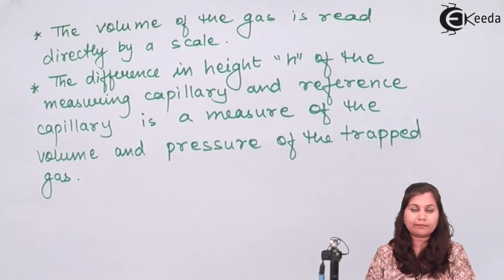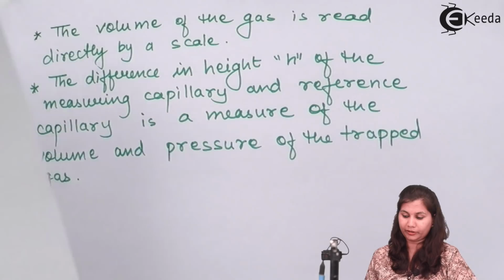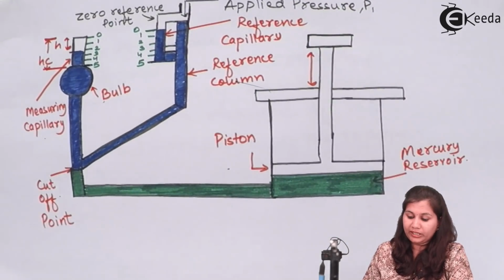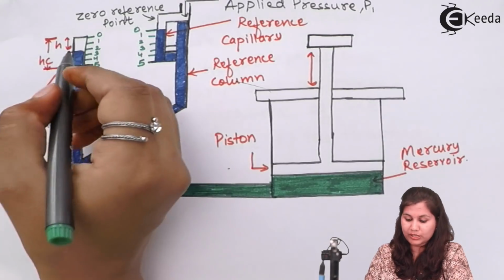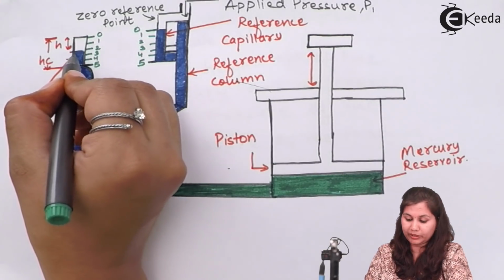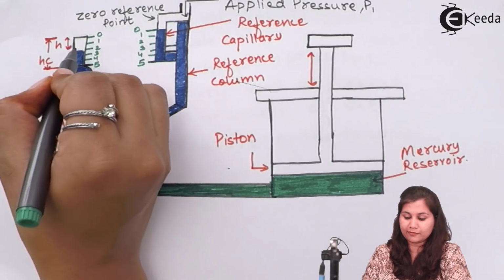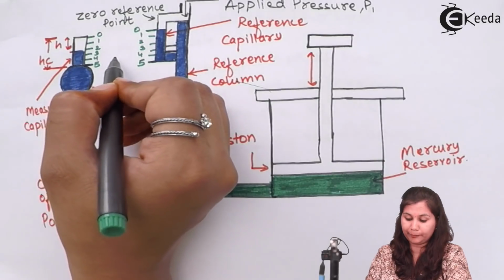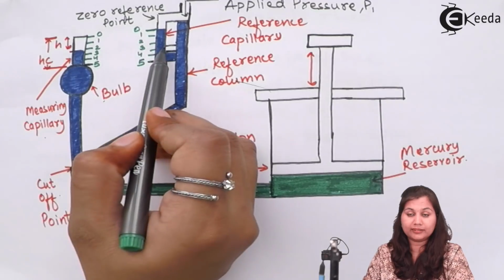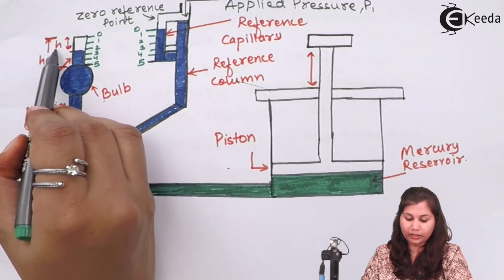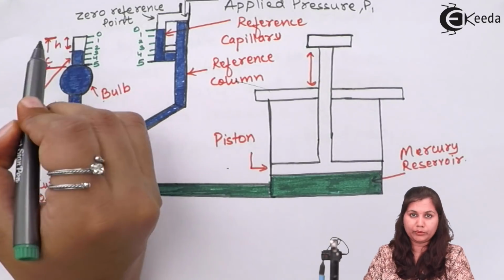Now in the second time we have increased the level of the mercury up to the zero reference point. So when the level reaches the zero reference point, we have a volume of the gas which is present in this measuring capillary. We are going to measure the volume and the pressure of this gas. The difference in the height of this measuring capillary and the reference capillary, which is denoted by H, is a measure of the volume and the pressure of the trapped gas.